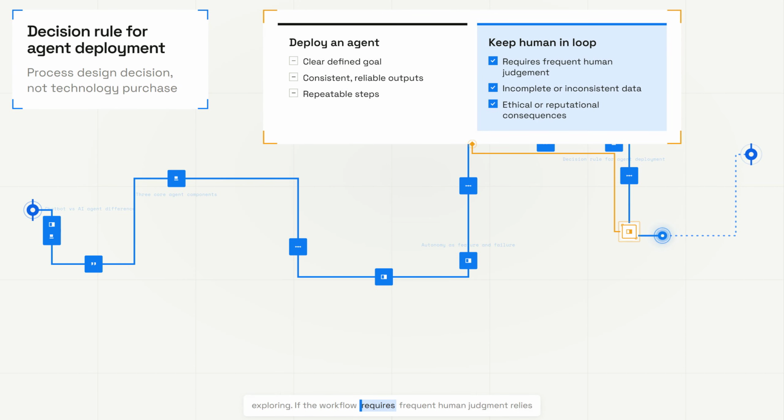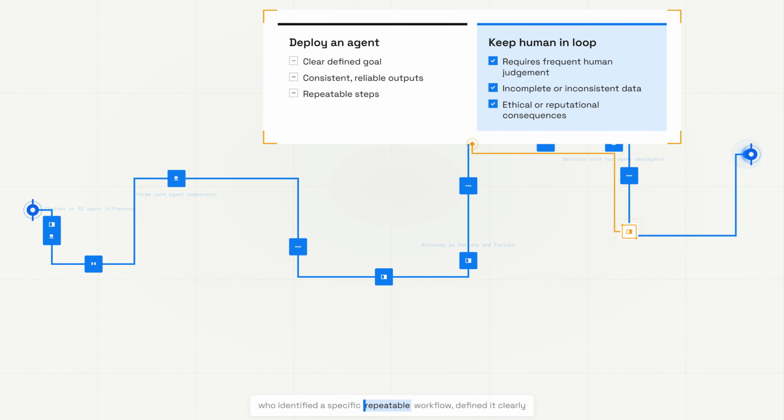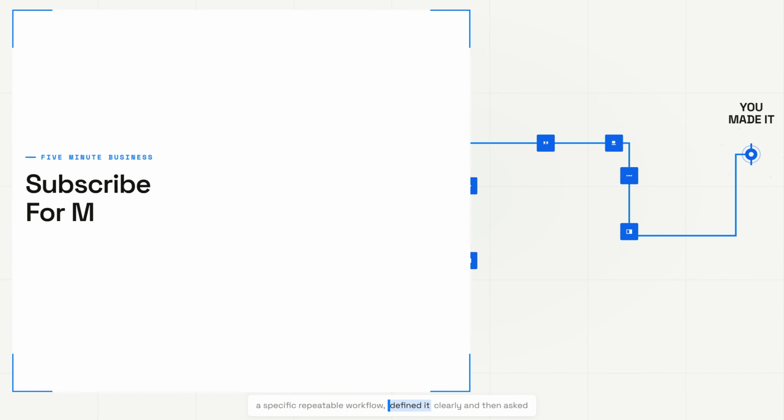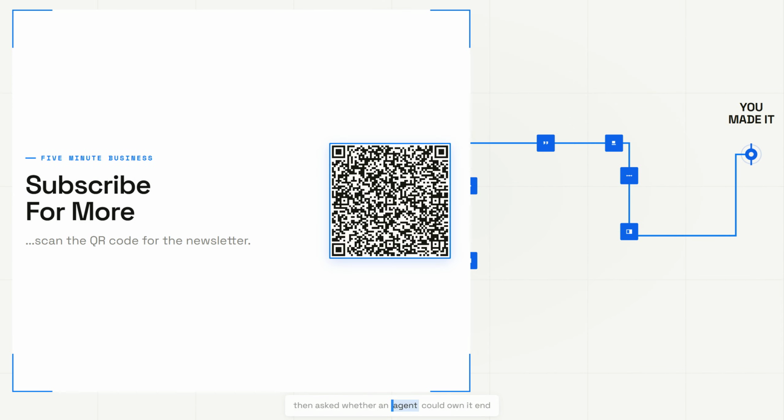If the workflow requires frequent human judgment, relies on incomplete or inconsistent data, or involves decisions with ethical or reputational consequences, then keep a human in the loop. This is a process design decision, not a technology purchase. The businesses getting value from agents right now aren't the ones chasing the technology. They're the ones who identified a specific repeatable workflow, defined it clearly, and then asked whether an agent could own it end to end.